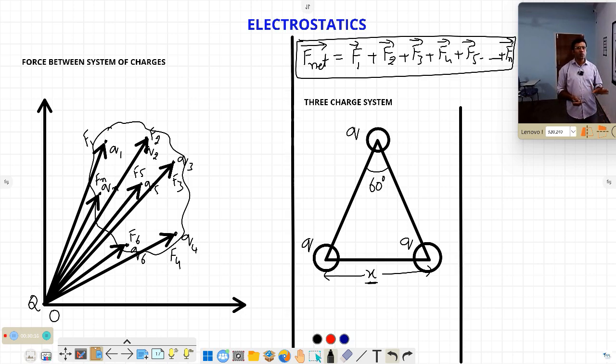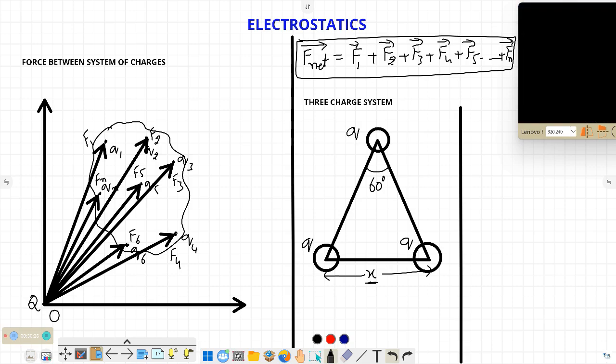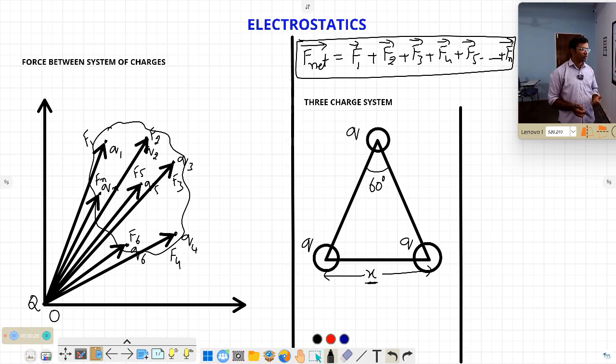Now, what is the force acting on one of the charges due to the remaining charges? This is the system of three charges. There is interaction between these three charges. How the force acts on one of the charges due to the remaining charges, that we need to discuss. If you understand the procedure of solving the problem, it will be easy to solve problems at further levels in a faster manner.